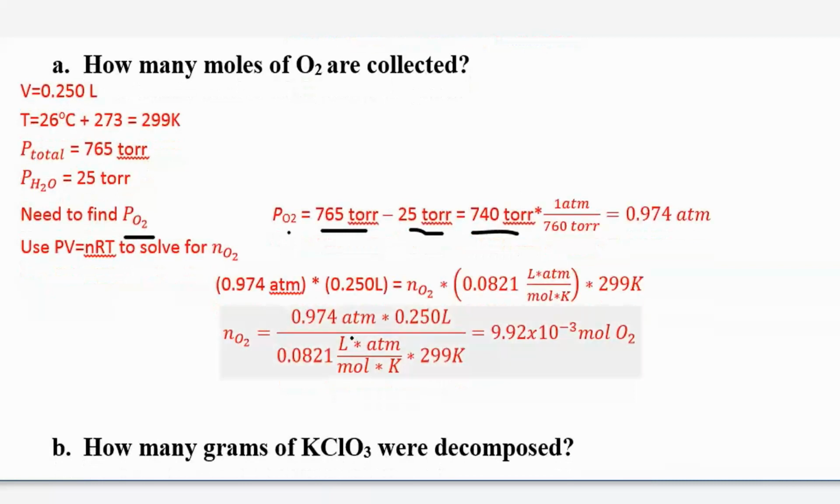So now I have PV equals nRT. So I have P, V, R, and T. I'm just going to solve for the moles of oxygen. Just make sure when you're using this now, if you have a mixture of gases, the pressure that you're using has to match the moles. So if I'm looking at the pressure of oxygen, then I have moles of oxygen over here. If I had the total pressure here, then I need the total moles over here. But all they're asking for is the moles of oxygen. So I'm good here. So that's why I use the partial pressure of oxygen. Alright, so I just solved this equation out. I should get 9.92 times 10 to the negative 3 moles of oxygen.